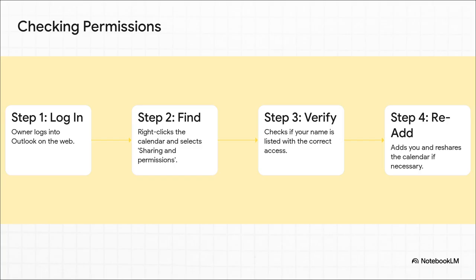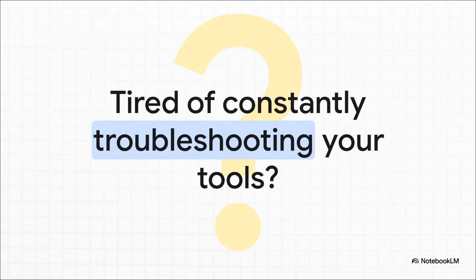Okay, take checking permissions, for instance. The person who owns the calendar has to log into the web version, click through a bunch of menus, and manually check everyone's access. And if something's wrong, they have to remove you and then add you back in. It's this super tedious, multi-step chore that pulls two people away from their real jobs, all just to fix a supposedly simple tool.